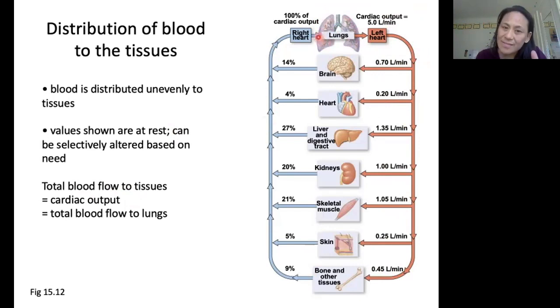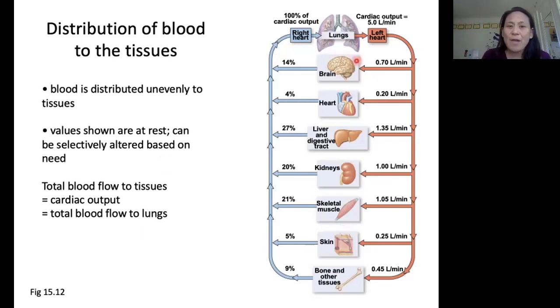Basically, because this circuit is a closed circuit, you have to have the same rate of blood flow at every point in the circuit. So the blood flow through all of the capillaries, if you were to add them all together, would be cardiac output. The blood flow through all of the venules, if you added them all together, would be equal to cardiac output. The blood flow through the lungs is going to be equal to cardiac output. Because if you don't have that happening, then you're going to end up with a backup of blood somewhere in your system, which is going to be bad.